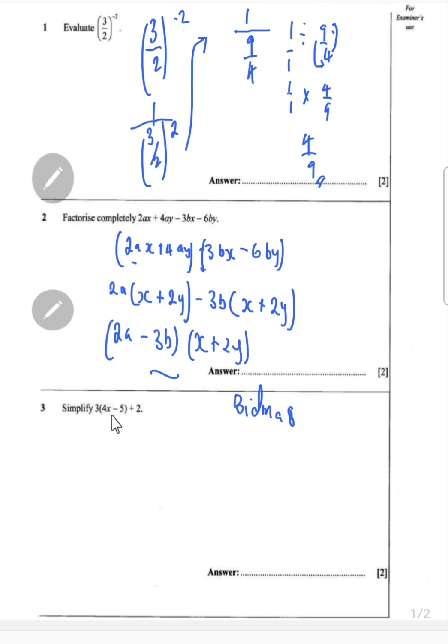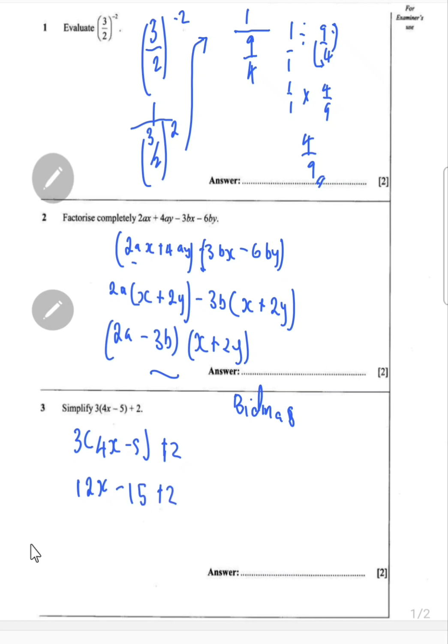Unfortunately, you cannot subtract 4x minus 5 because these are not like terms. So we go to multiplication. The 3 is multiplying with all these numbers which are inside the bracket. So I'll copy the question down here first. So we have 3 open bracket 4x minus 5 then plus 2. Multiply 3 times all the numbers inside the bracket, and this will be 3 times 4x, giving us 12x. And 3 times negative 5, which is giving us negative 15, then plus 2.